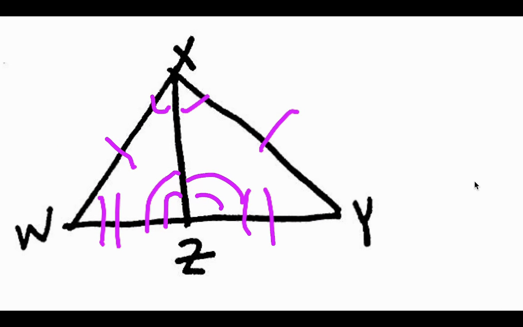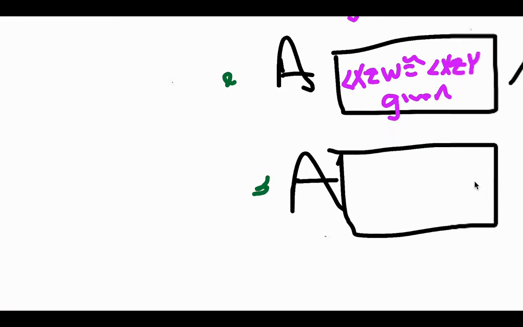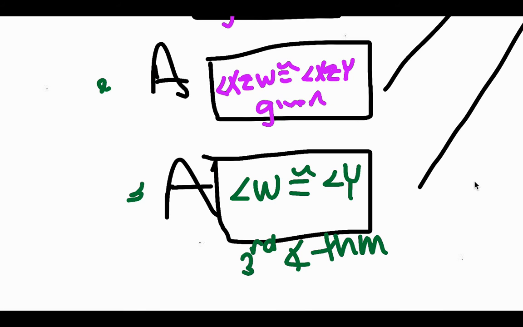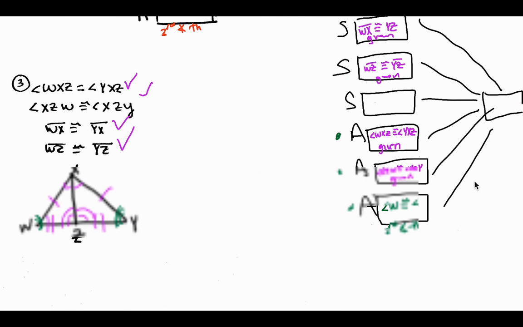If we know two of our angles are congruent, we can always mark the third angle congruent from our third angle theorem. So it's going to be W and Y. Angle W is congruent to angle Y, and the reason is the third angle theorem. So that is, again, something that I always look for, and it's going to be a really good trick.